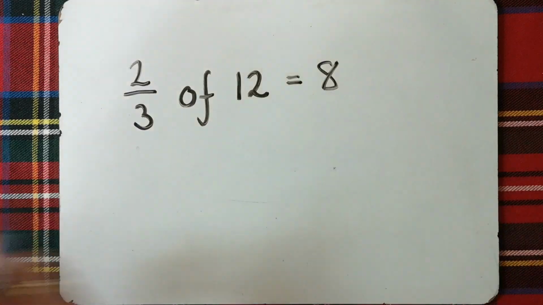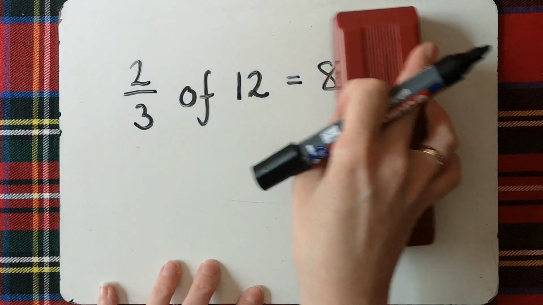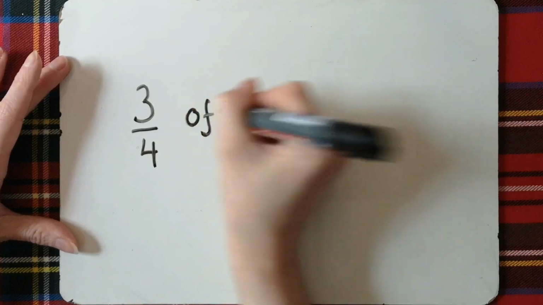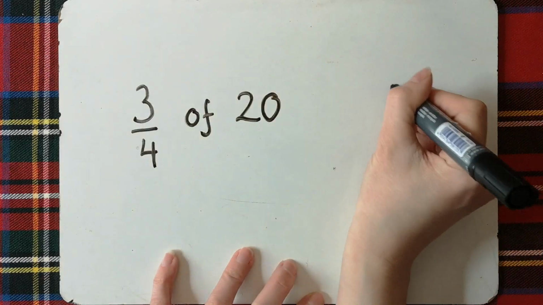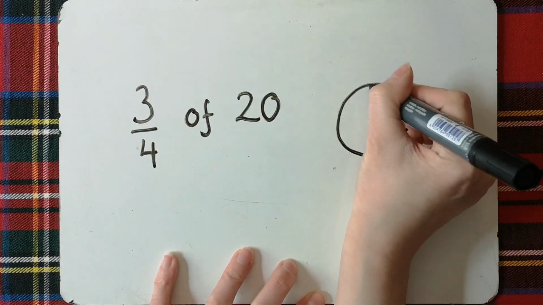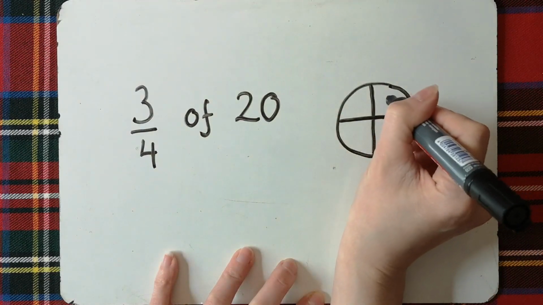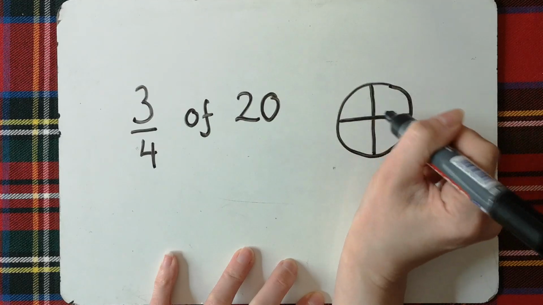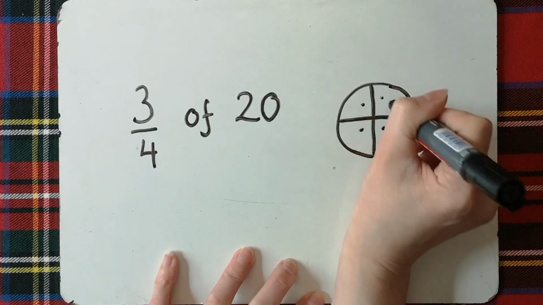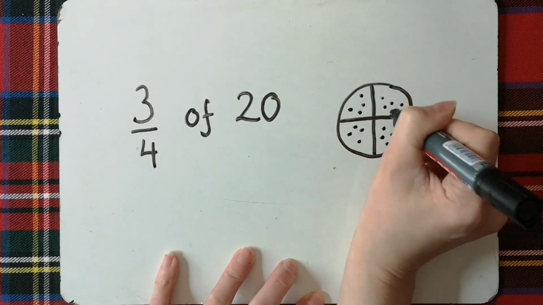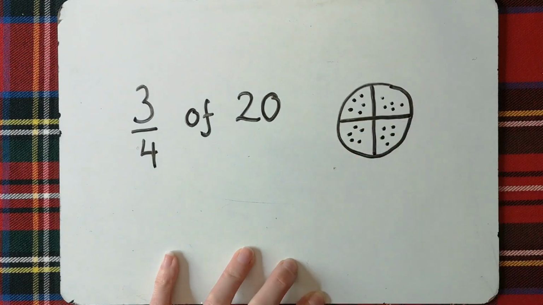Let's have a look at another example and see if we can work out the process of what we are doing. This time I want to find out what is 3/4 of 20. So if I wasn't sure, I could draw a picture. I'm going to take my circle and split it into 4 equal sections, into its quarters, and then I can find out what 1/4 is by splitting up my 20. 1, 2, 3, 4, 5, 6, 7, 8, 9, 10, 11, 12, 13, 14, 15, 16, 17, 18, 19, 20.